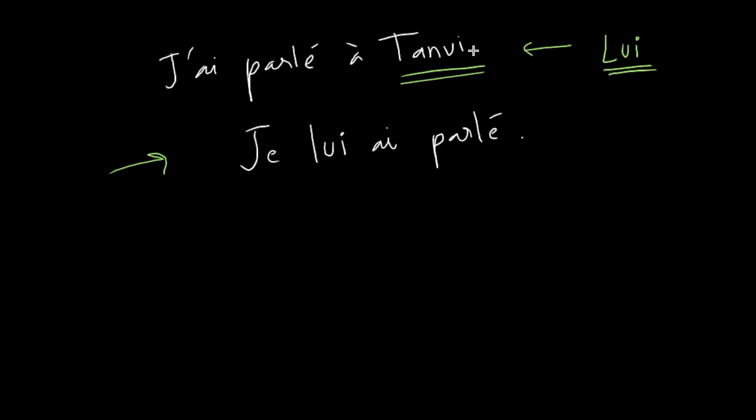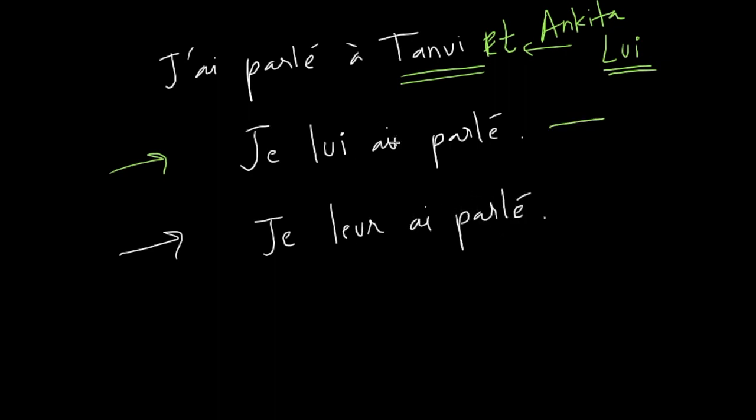Let's say instead of je parle à Tanvi, je parle à Tanvi et Ankita, right? Now, this is plural, third person. So how will I replace this? Je leur ai parlé. In the first case, this lui represents a feminine singular indirect object. Here, leur represents a feminine plural indirect object.